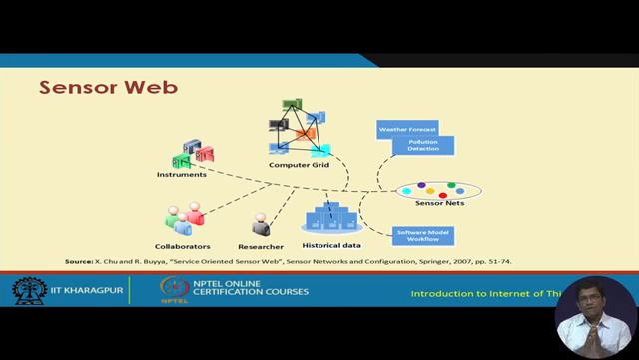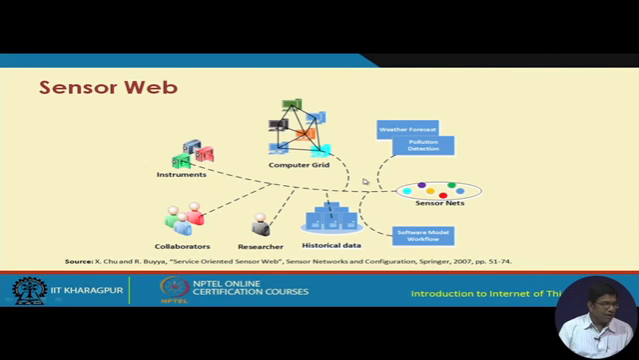Now, let us look at a little bit more glittering technological concept in sensor networks, which is known as the sensor web. In sensor web, what we are talking about is not just sensor networks, but also sensor networks connected to sensor networks.